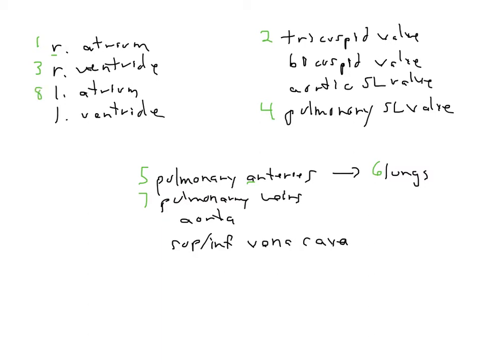We're going to make our way through the bicuspid valve into the left ventricle, and we're going to exit via the aortic semilunar valve into the aorta. The aorta will branch into arteries. Those arteries will branch into arterioles.